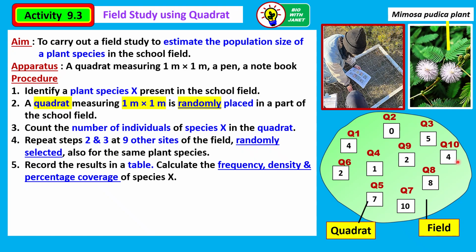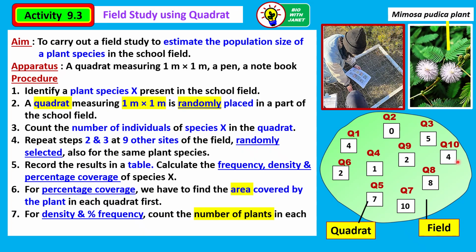Record the results in the table, so tabulate your results. Calculate the frequency, density, and percentage coverage of species X. Now, if we are calculating percentage coverage, we have to find the area covered by the plant in each quadrat first. That means you have to divide the quadrat up using strings. Okay, divide it into smaller squares. All right. And then for density and percentage frequency, we don't find the area, we count the number of plants in each quadrat.